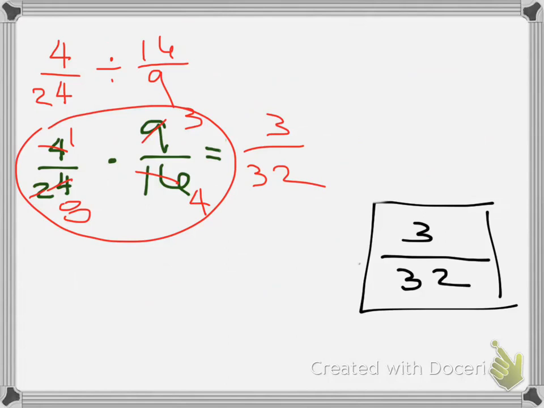Okay, so we're just putting those all together, multiplying numerators, multiplying denominators, and getting our 3 over 32. So anyway, next video I'll go over a few more examples. So that's it for this one.